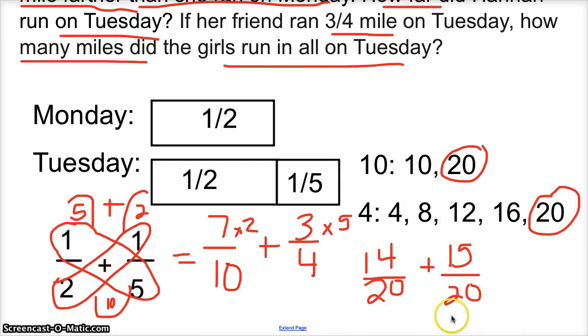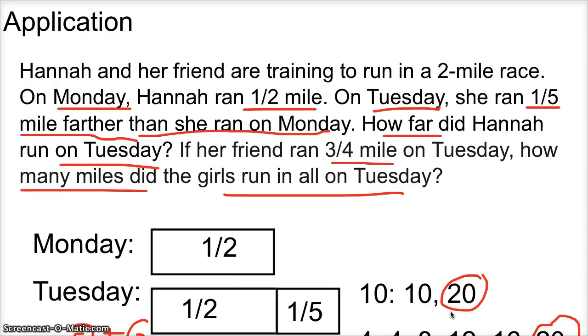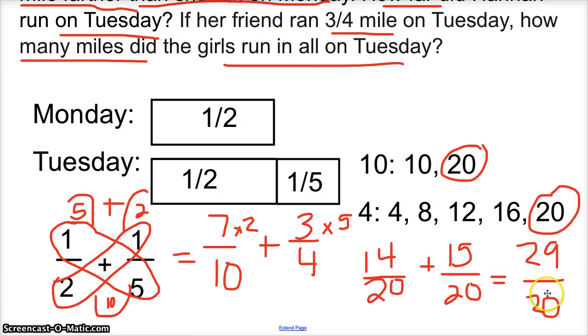So now I have 14/20 plus 15/20. That equals 29/20. And I don't have any simplifying to do other than just changing it into a mixed number. And I know that 20 goes into 20. 20/20 is 1 whole. And then that leaves me with 9 left over. So 1 and 9/20 is how many miles the girls ran in all.